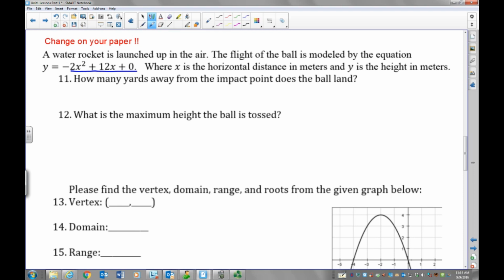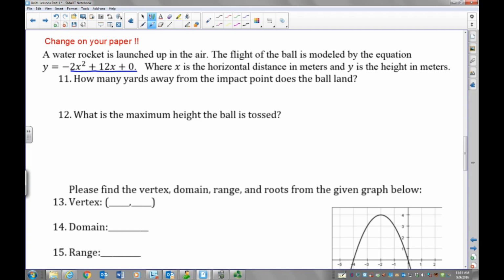So we want to find where the rocket is launched. The rocket is launched in the air, and the flight of the ball is modeled by this equation, negative 2x squared plus 12x plus 0, where x is the horizontal distance and y is the height. How many yards away from the impact point does the ball land? So, where does the ball land?